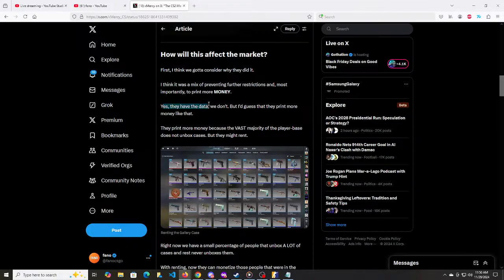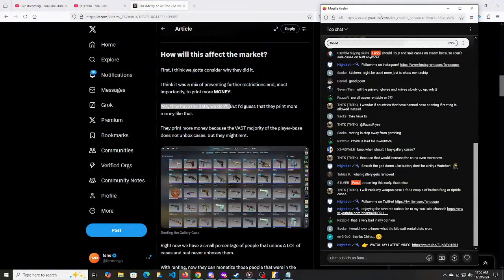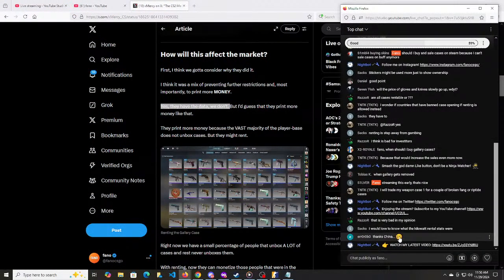Anyways, yes, they have the data. We do not. That is a very important thing to understand. They have internal data about every case that gets opened. We do not. Let me look at my chat just to make sure you guys are paying attention. Thanks, China. I would love to know what the kilowatt rental stats were. Exactly, we don't have that. We don't have those statistics. Sachs, we do not have that data.